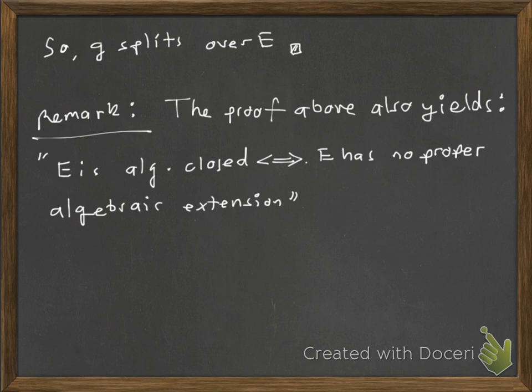Notice that this proof also yields the following equivalence. Being algebraically closed is equivalent to E having no proper algebraic extension. So in a sense, E is minimal in this case, and in another sense, it's maximal. Meaning, if E is algebraically closed, then it is a maximal algebraic extension of itself as well as a minimal extension that is algebraically closed.